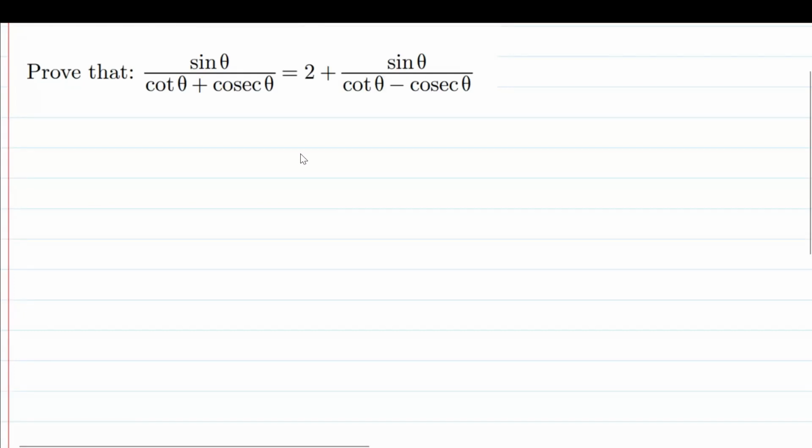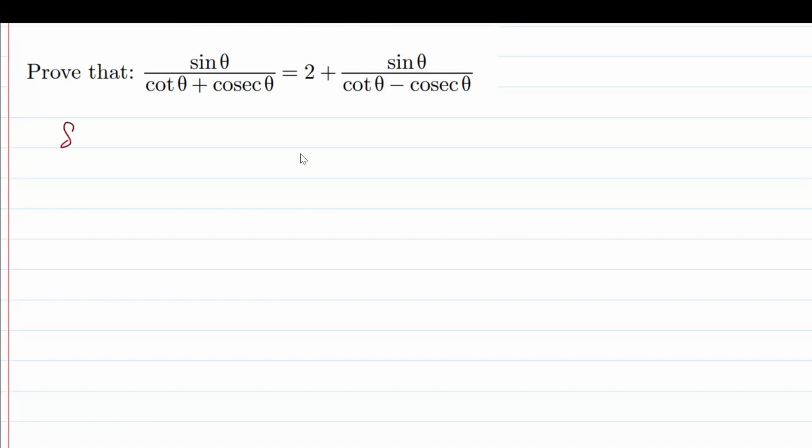In this question, from the trigonometric identity, we have LHS as sin theta over cot plus cosec and RHS as 2 plus sin over cot minus cosec. So there are two possible ways, I'll say that. One is to rationalize this by multiplying with cot minus cosec. That should result to give you what? Cot square minus cosec square is minus 1. Alternately, we can also convert them in sin and cos. So let's go by converting them into sin and cos.